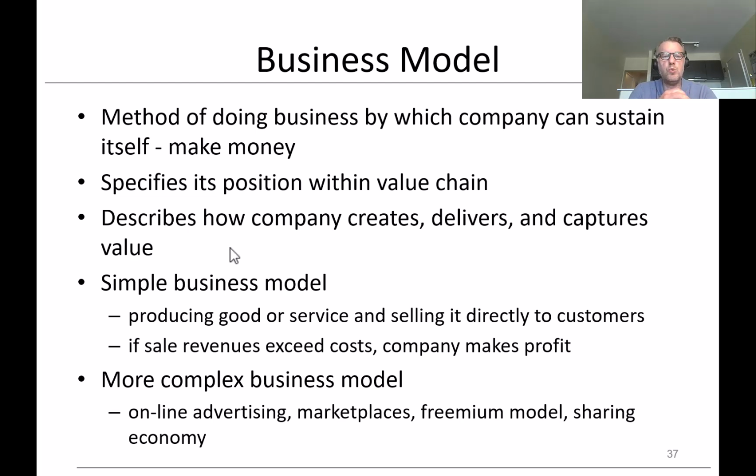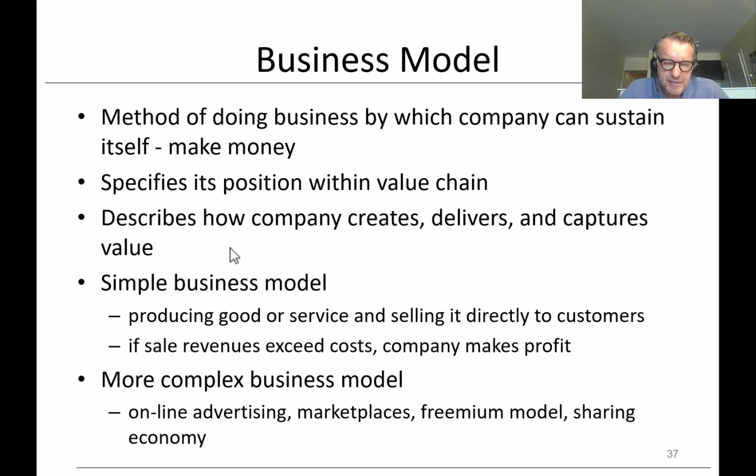A business model is a way of doing business by which a company can create value. So this is going to specify its position within a value chain, and the aim is that the company will make profit and as such can sustain itself. So this describes how the company creates, delivers, and captures value. And there are some simple business models that have been in place for decades or centuries already. The idea is to produce a good or service, sell it to customers, and make sure that the sale price is bigger than all the costs, such that the difference is your margin, is your profit, and that you're successful.